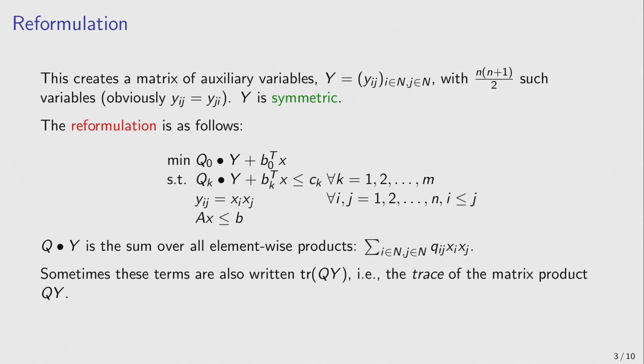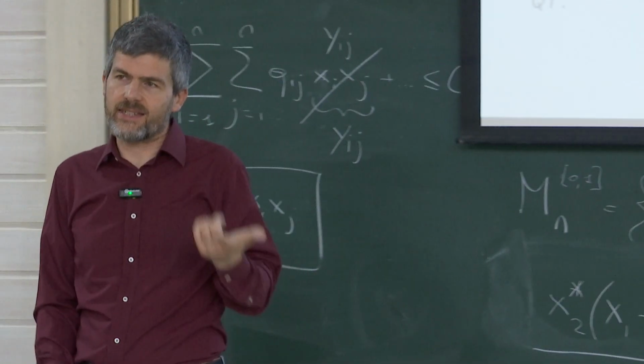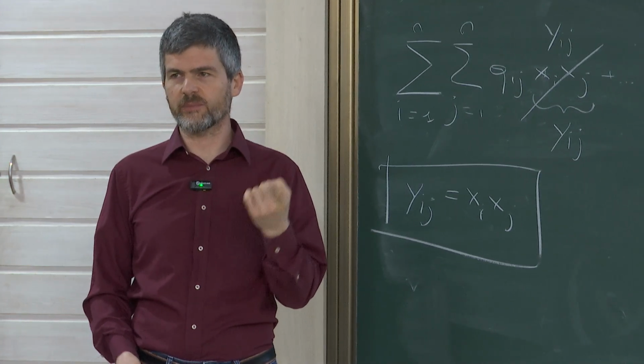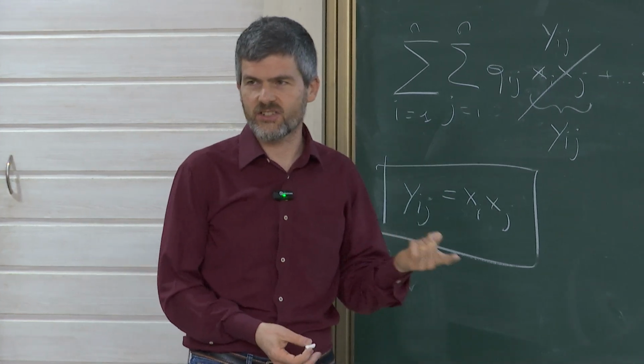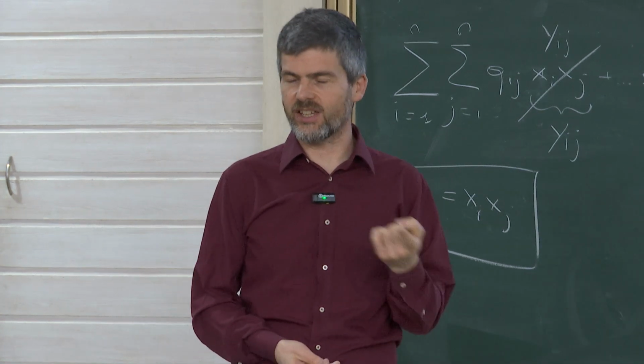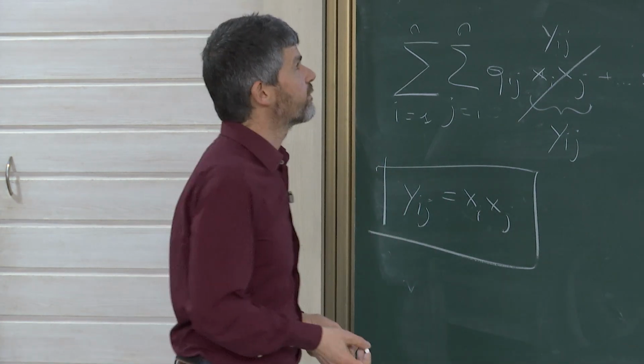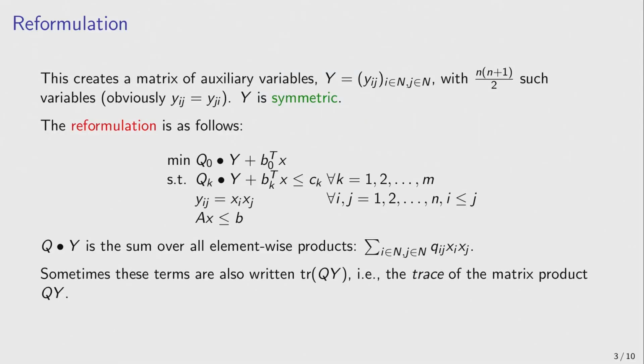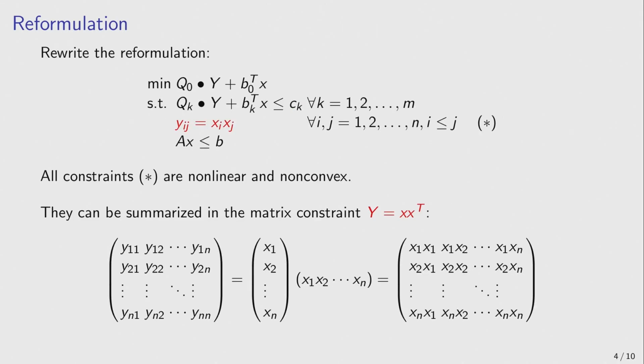Okay? So now we have a matrix Y that in principle has n squared terms, but in fact, in position ij, it will have a variable Yij that's the same as the one in position ji, simply because Yij is the product between xi and xj, Yji is the product between xj and xi. So you end up with a matrix that has O of n squared terms, but it's only half of the matrix that really gives you the new auxiliary variables.